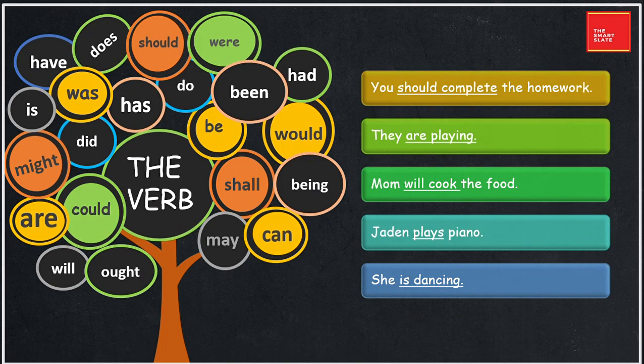So in all these sentences, should complete, are playing, will cook, plays, and is dancing are the verbs. But the action verbs are complete, play, cook, dance. Should, are, will, does, is are all different verbs, and complete, play, cook, dance are action verbs. So what are these verbs? Should, are, will, does, is. Let us understand.